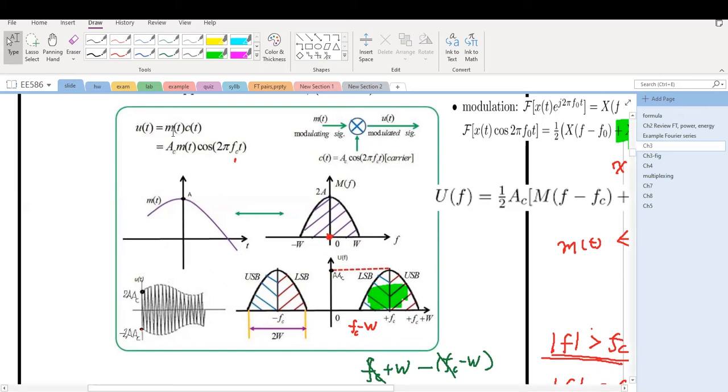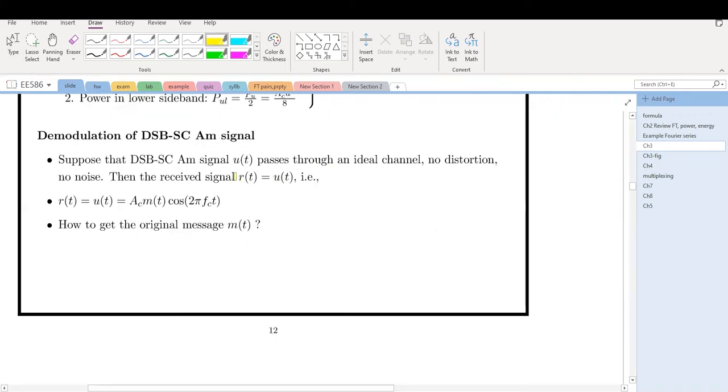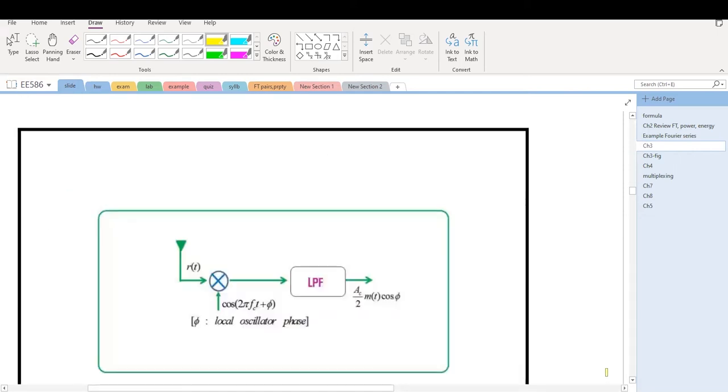The same thing here for DSBSC. This is a modulated signal. We multiply the message signal directly by the carrier signal. This is a diagram. How do we implement that in the transmitter? What about the receiver? Suppose this is received at the receiver. So at the receiver, the received signal r(t) equals u(t), assuming the channel is ideal, the channel just equals 1, which never happens in real life. And how do we get the original signal, that's the message signal?